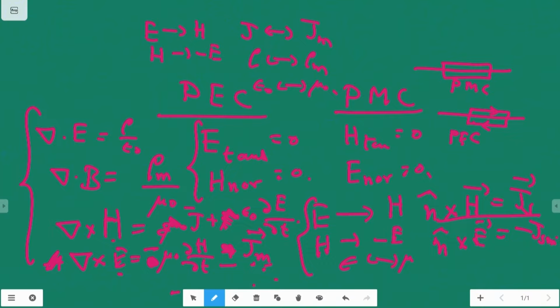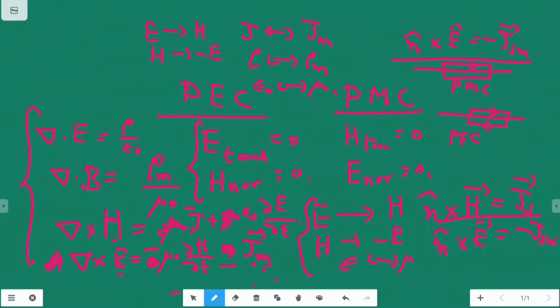So, analogous to this, if you apply Faraday's law of induction taking into account magnetic currents, then you will get the line integral of E around this loop is equal to the total magnetic current flowing through this loop with a negative sign. So, this boundary condition n cross H is equal to J S will get replaced by n cross E is equal to minus J S M, where J S M is the surface magnetic current, that is magnetic current per unit length of the perfect magnetic conductor.